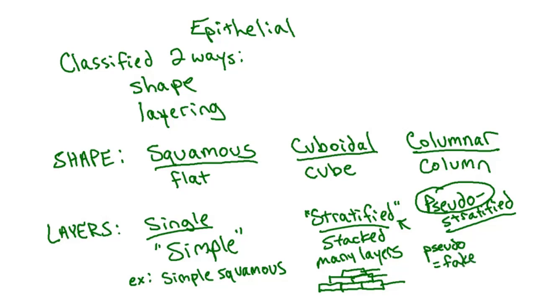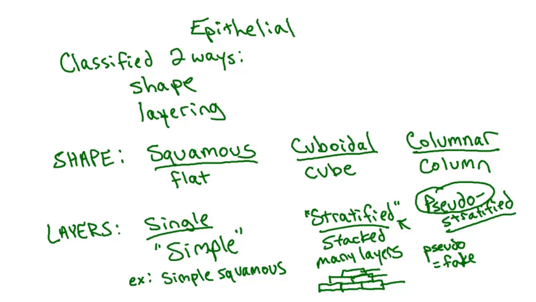So what's going on here is that it looks like there's many layers, but there's really only one layer. Pseudo-stratified means fake stratified, and stratified means many layers, so fake many layers. It looks like there's more than one layer, but there's really not. So what is that all about?